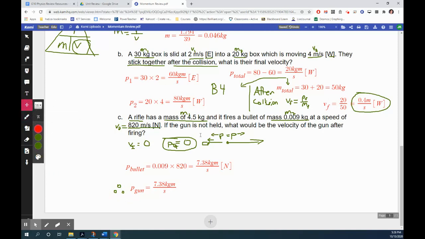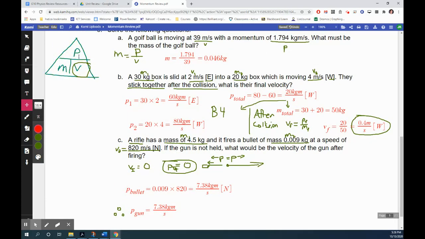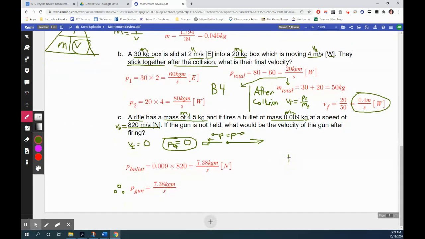And since we know the mass of the gun, we're going to look for the velocity. Same as before, velocity is momentum divided by mass. So the velocity of the gun equals the momentum of the gun divided by the mass of the gun. That's what we're going for. We have to keep it all consistent.